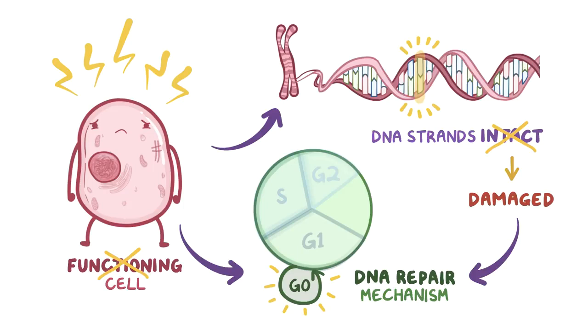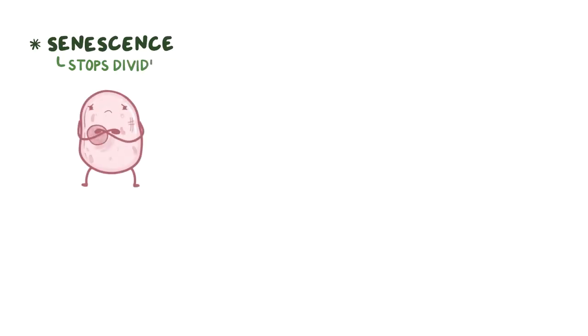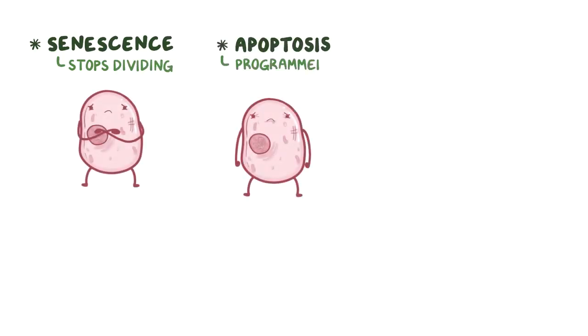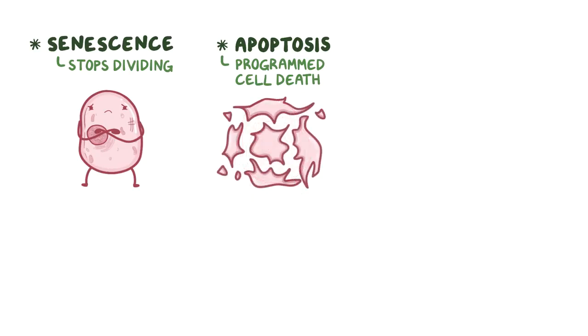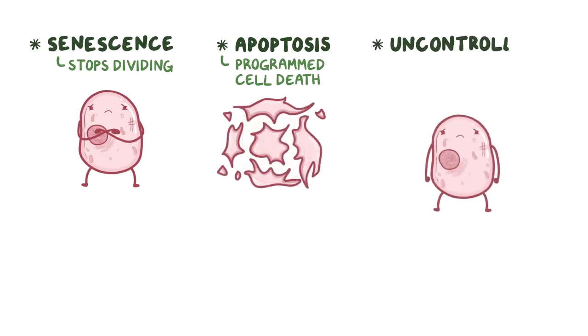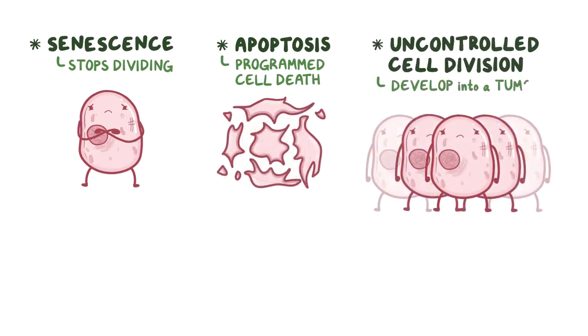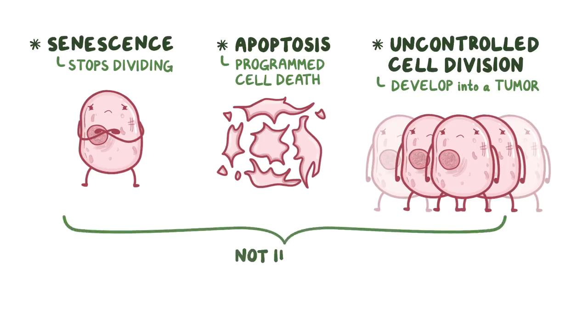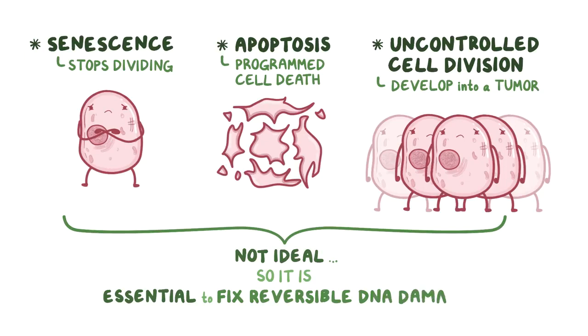If the DNA damage starts to pile up, a cell will typically go down one of three paths. First, the cell might go into senescence, which is when the cell stops dividing. Second, the cell might undergo apoptosis, which is programmed cell death. And third, the cell might start to undergo uncontrolled cell division and develop into a tumor. None of these paths are ideal, so it's essential for cells to fix reversible DNA damage and prevent too many DNA mutations from happening.